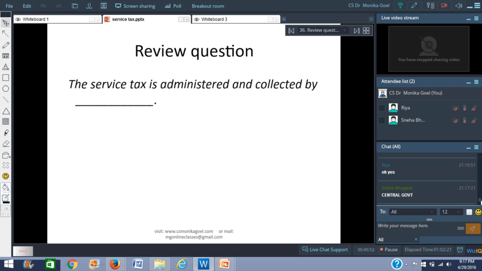Central government, which department? Which ministry? Central government, I do understand. Which particular ministry, which particular department? Under the central government, there are so many ministries, right? In the central government, you've got Department of Revenue. Department of Revenue is in Ministry of Finance. So under the central government, you've got the Ministry of Finance. In the Ministry of Finance, there's Department of Revenue. In the Department of Revenue, you've got two boards, Central Board of Direct Taxes and Central Board of Excise and Customs. So the service tax is administered and collected by Central Board of Excise and Customs, right? CBEC, very good.